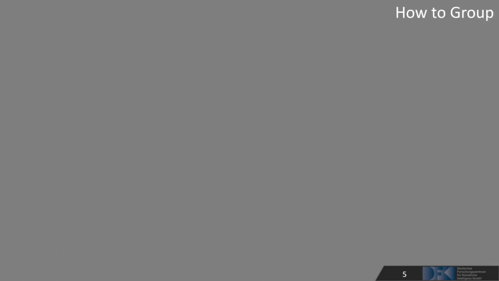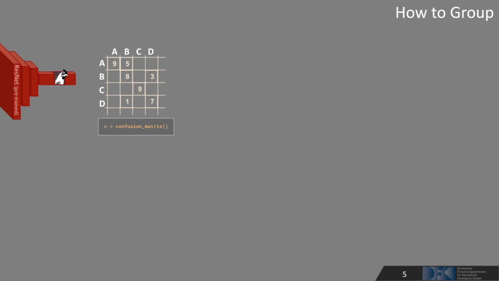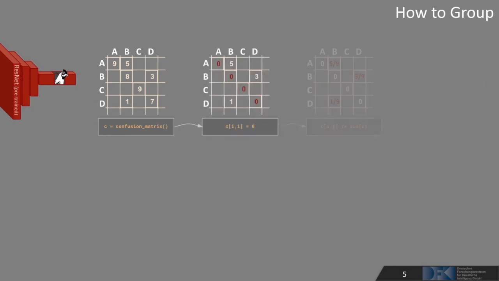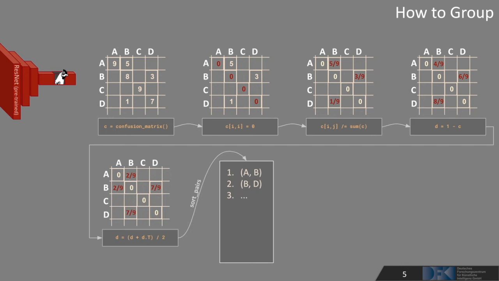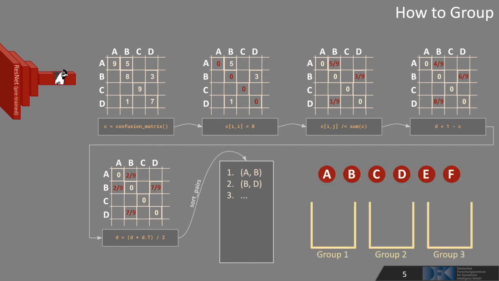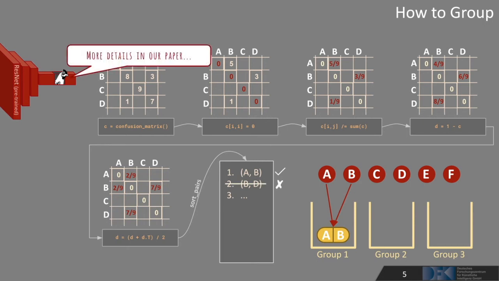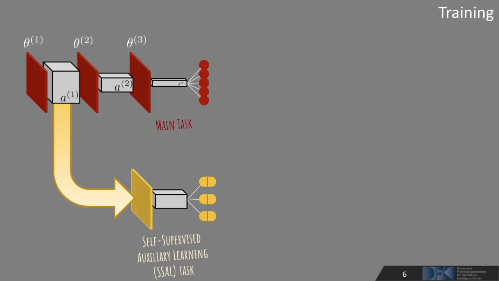Let's start with how the grouping is done. Starting from the confusion matrix of a pre-trained model, we turn it into a distance matrix such that values closer to 0, but different than 0, correspond to pairs of classes that were confused the most, and therefore we consider them to be the most similar. We then define how many groups we want to have and assign pairs to groups according to our distance metric, such that the resulting number of classes per group remains balanced and mutually exclusive. Don't forget to check our paper for more details.